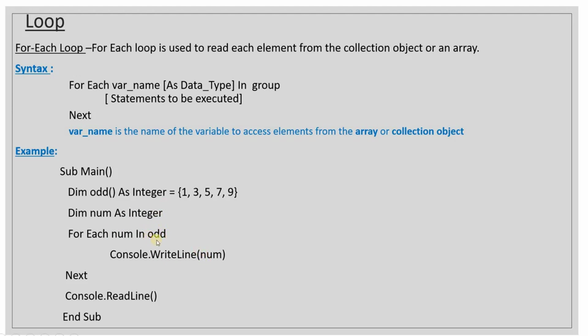Console.WriteLine num, then what will it print? It will print all the values of odd. That means the num variable takes the value from odd, and first prints 1, then 3, 5, 7 and 9. Next Console.ReadLine. I will explain each and every statement in my practical videos. Okay, so let's move on to the next loop.